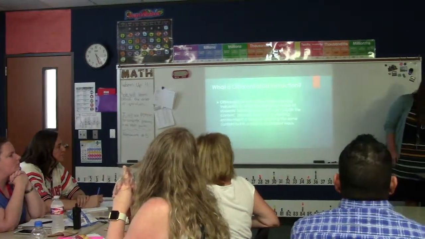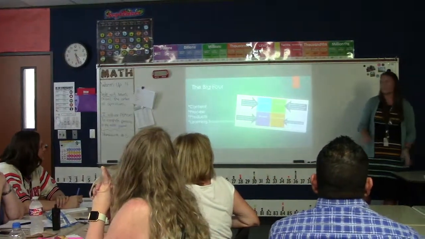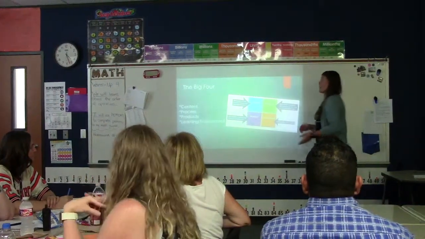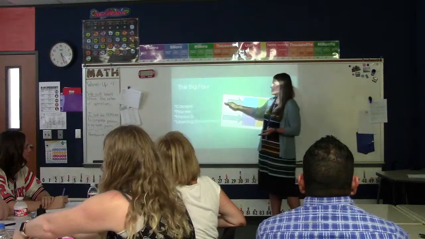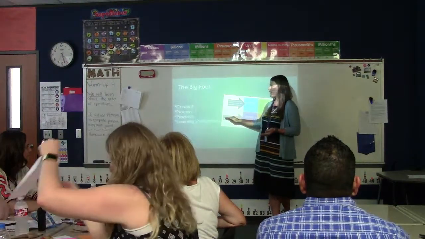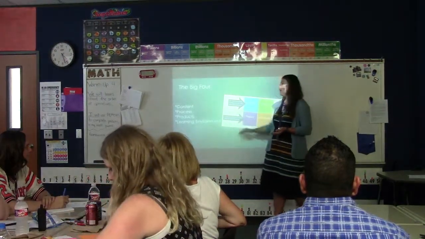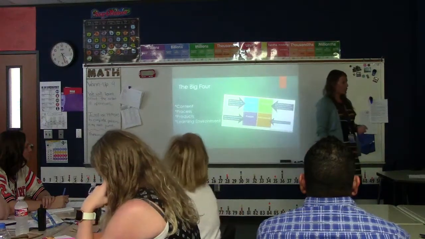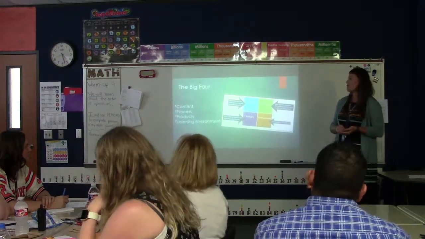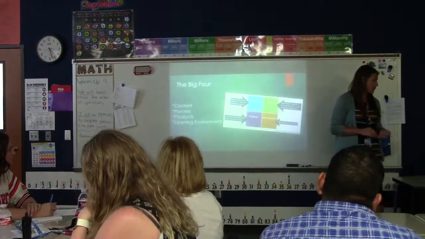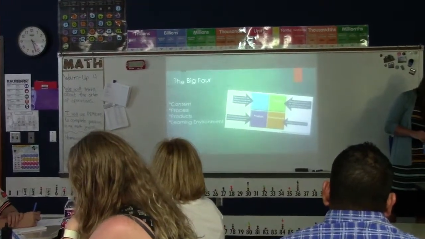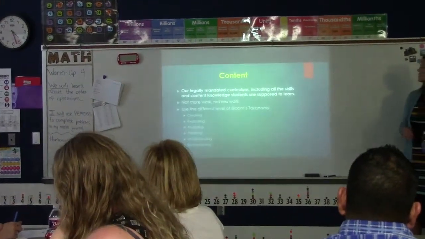So good job. Today we're going to talk about the Big 4, and the Big 4 is saying that you can differentiate the content, the process, the products, and then the learning environment. So we're going to talk about each one of those in detail, and then give some examples for you of how you can implement that in your classroom. So the first one is content.